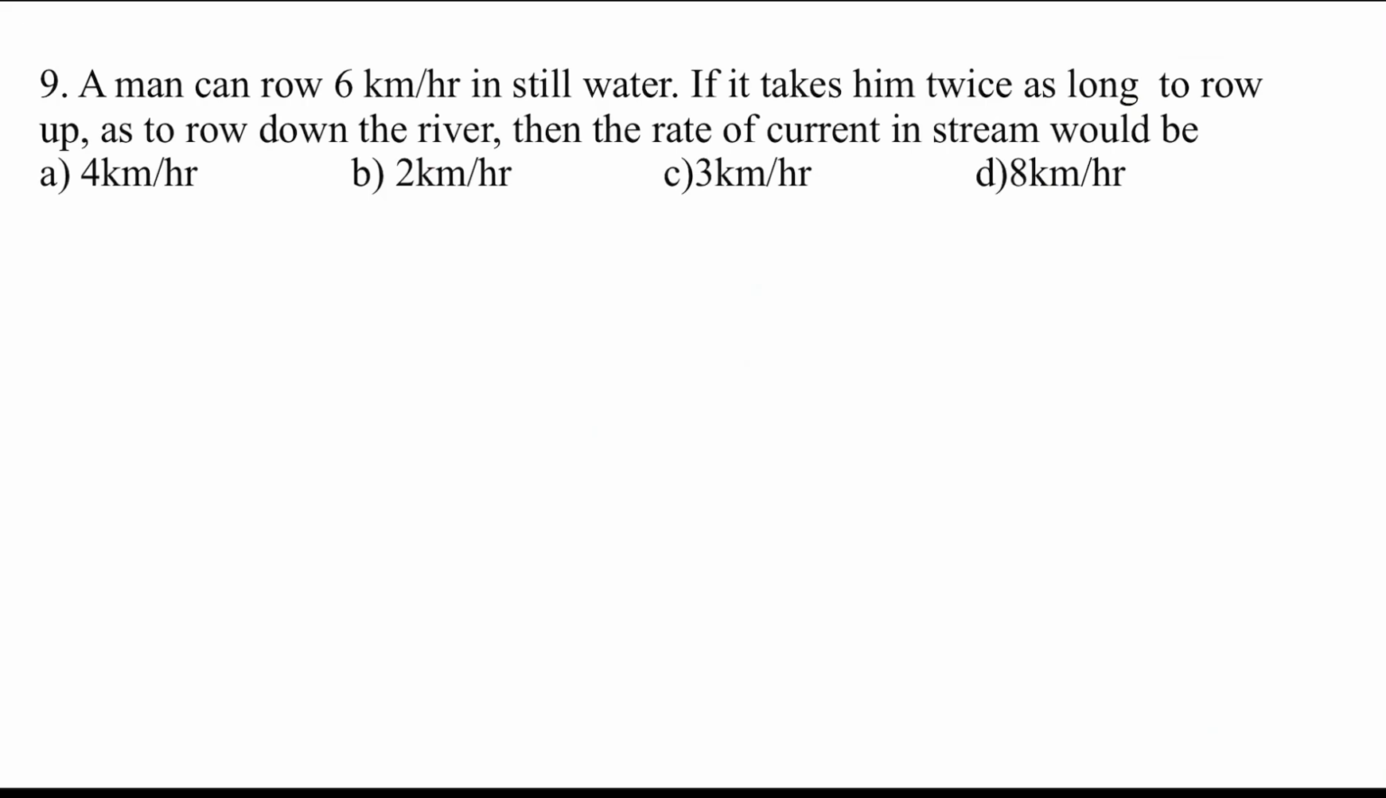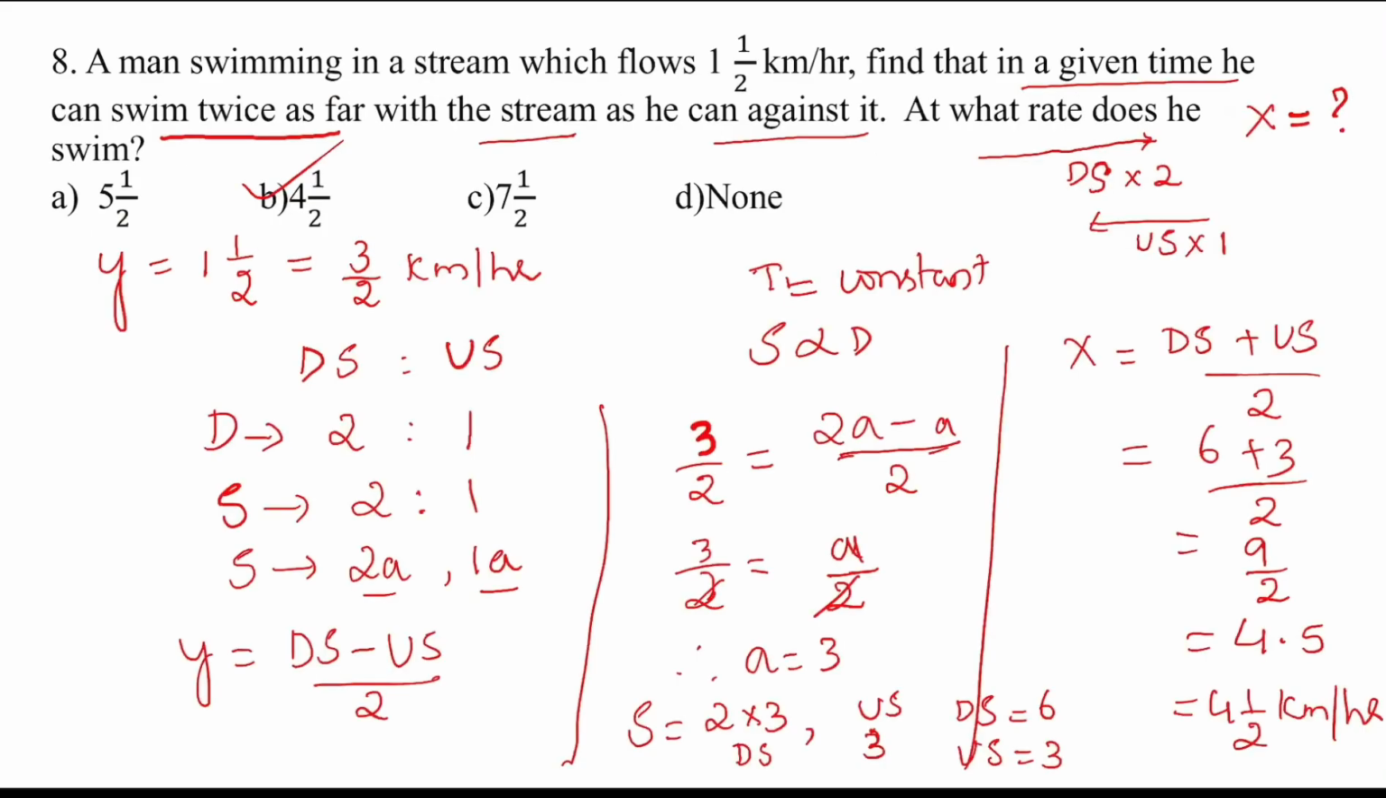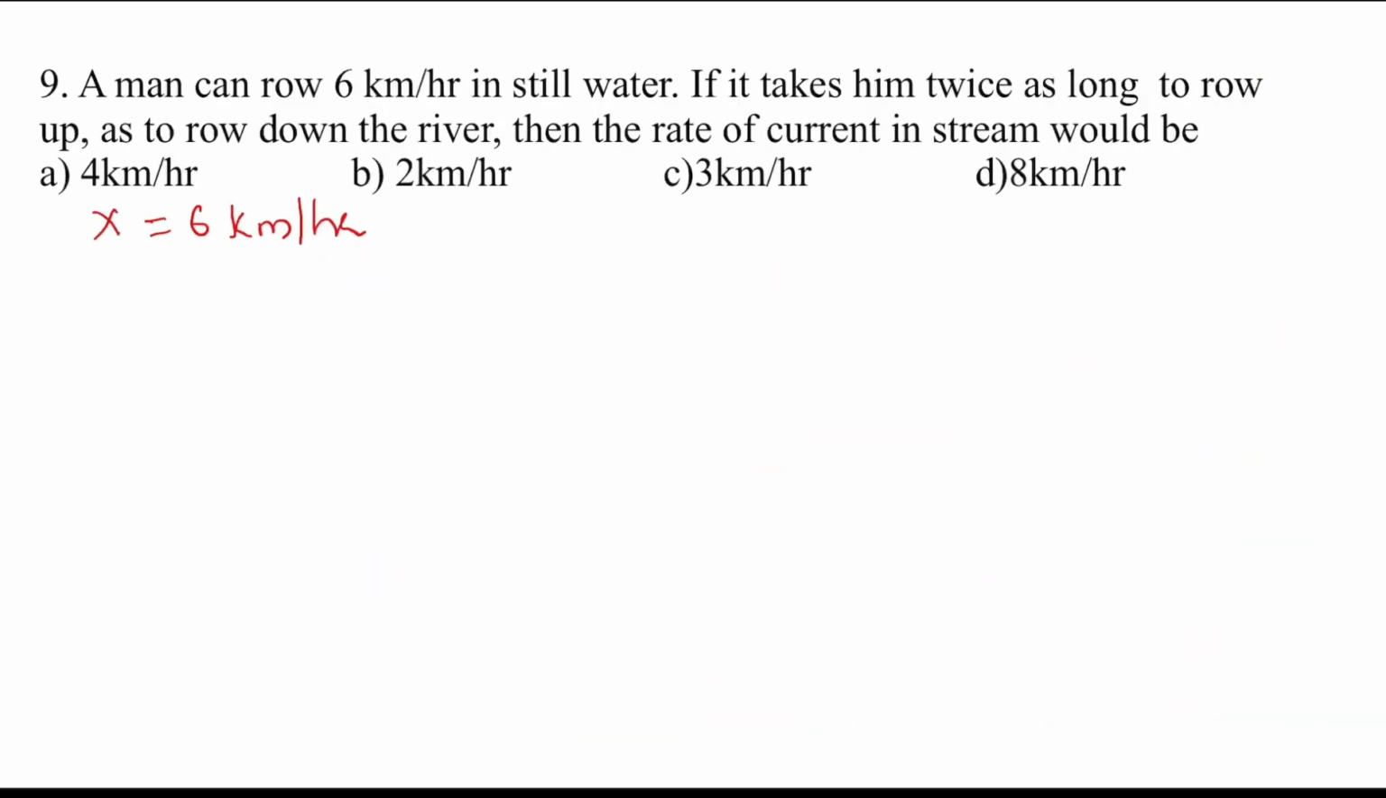A man can row 6 kilometers per hour in still water. So x is 6 kilometers per hour. If it takes him twice as long to row up as to row down. In the previous problem they were giving twice as far he can go as he can go against it, isn't it? So that was the distance ratio they were giving. So now they are giving us the time ratio. He takes twice as long to row up as to row down the river.